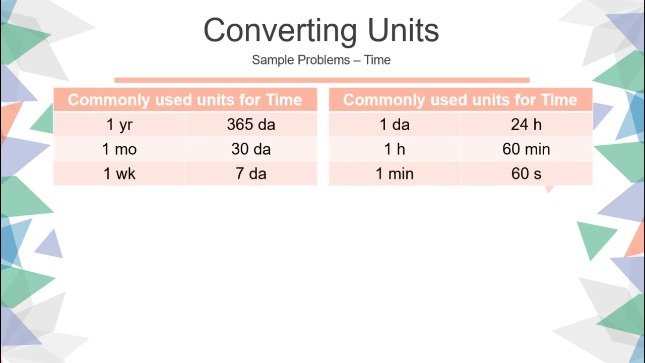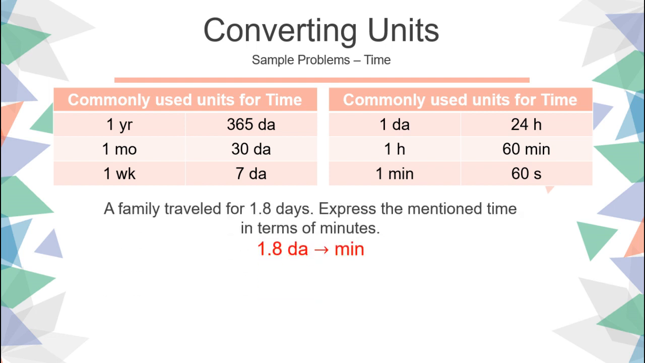Time. Simple time conversions can be done mentally, but when they involve bigger numbers, decimals especially, it is no longer easy. So, we still need to learn conversion of time. For example, a family traveled for 1.8 days. Express the mentioned time in terms of minutes. So, you are going to convert 1.8 days to minutes.